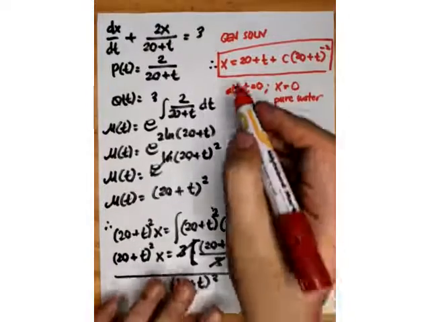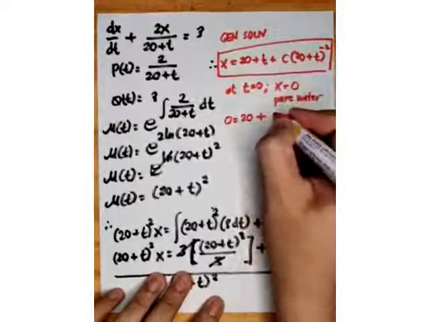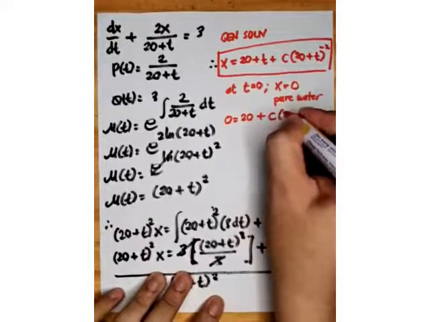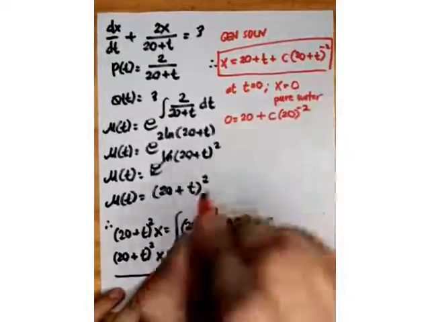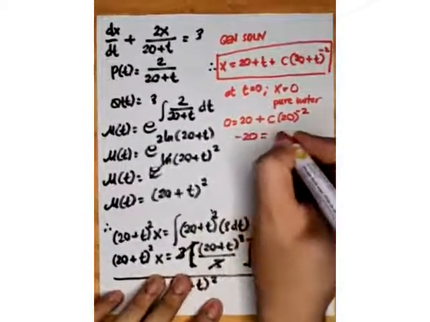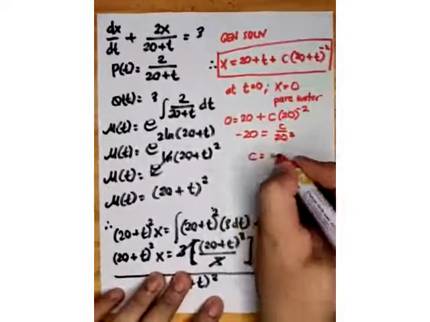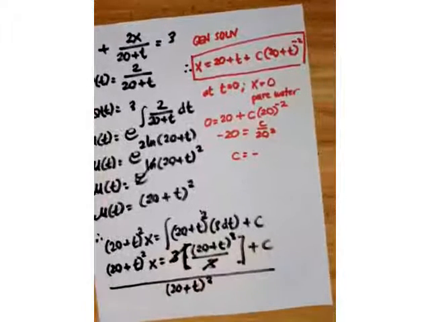So let's just apply that to this one. So we'll have 0 is 20 plus c times 20 raised to negative 2. Or that's 20 negative is equal to c over 20 squared. So what's the value of c? Ang taas yata.